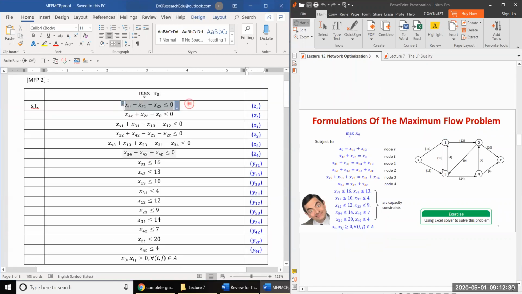This is with respect to node S. I denote it to be zs. This is with respect to node T, and I denote it to be zt. All these are intermediate nodes, nodes 1, 2, 3, 4. So I denote them correspondingly by z1, z2, z3, and z4.